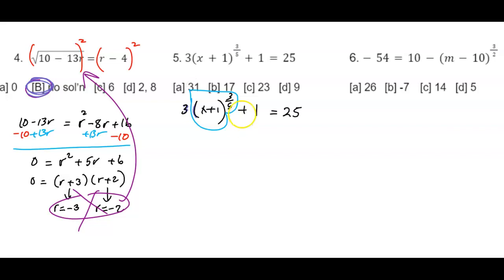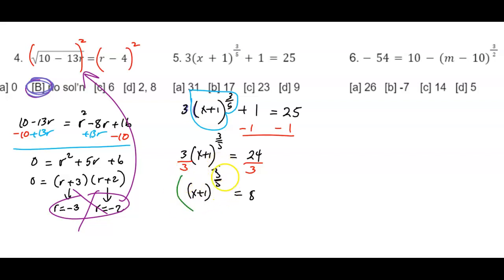So the first thing that I'm going to do is move the 1. I'm going to subtract 1 from both sides. That gives me 3 times (x plus 1) to the 3/5 equals 24. I still need to move that 3 in the front, so I'm going to divide both sides by 3. That gives me (x plus 1) to the 3/5 equals 8. Now at this point I've isolated the rational exponent, I can undo it, and I do that by raising both sides to the reciprocal power. So I'm going to raise both of these sides to the 5/3.